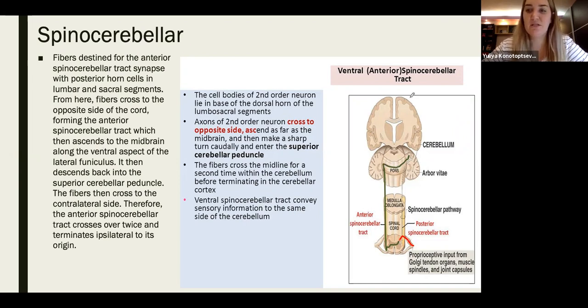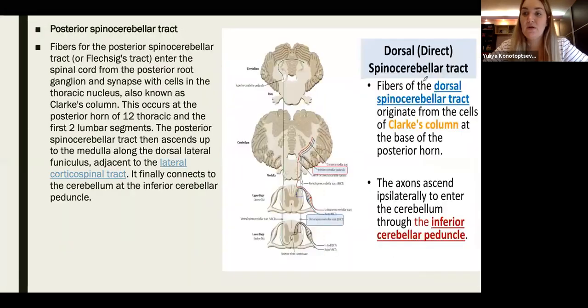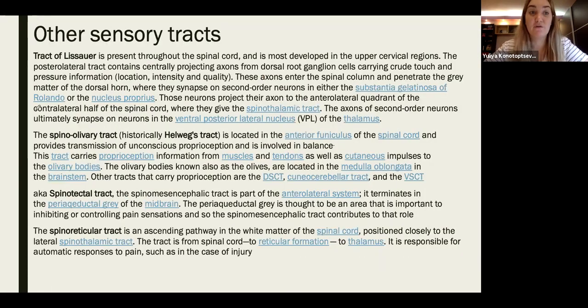Okay, so you can see that this is the anterior spinocerebellar tract. Do you see that it stays on the same side? Eventually, it stays on the same side. It has crossed, but it has crossed twice, so it ended up on the same side. It's ipsilateral, right? For dorsal, it's the same, so it's going to be ipsilateral. Again, just additional information, but the most important things we have covered.